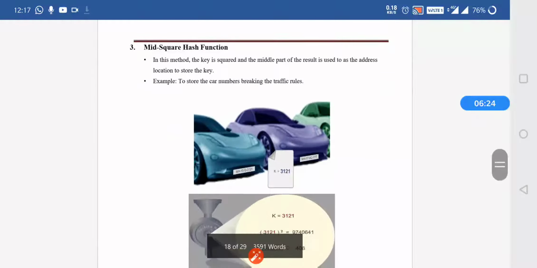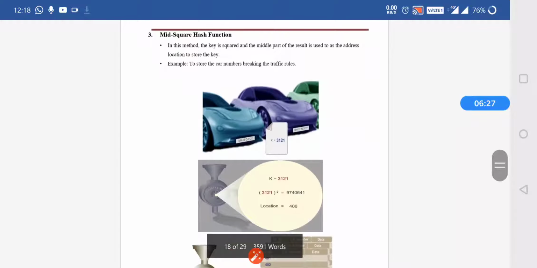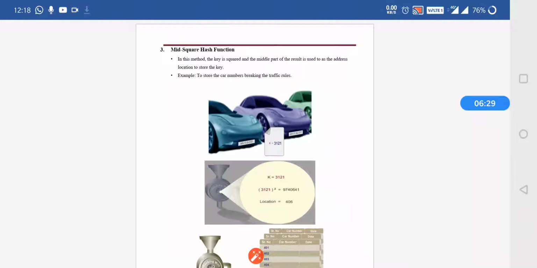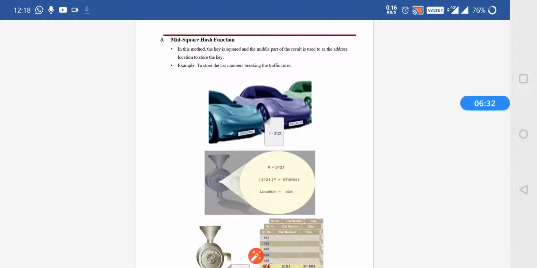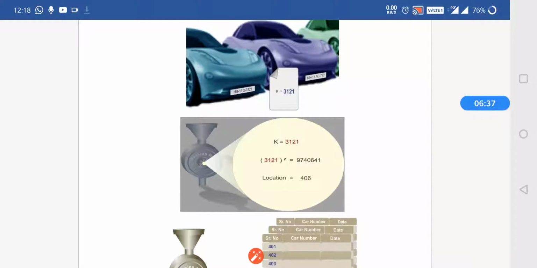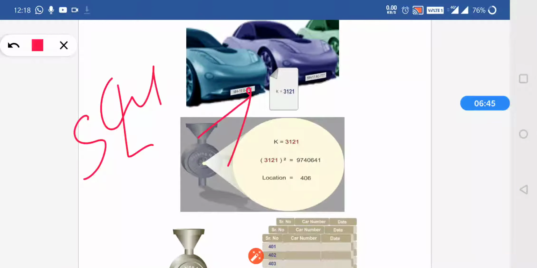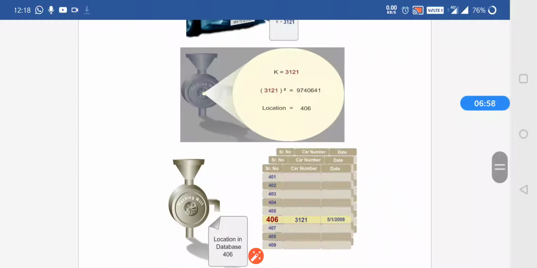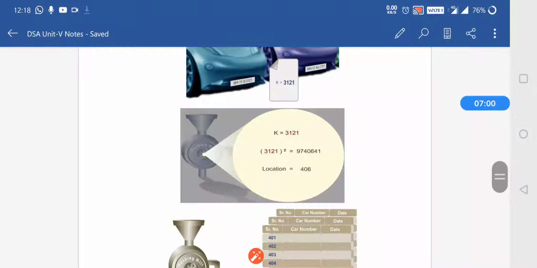Now the third is the mid square hash function. In the mid square hash function, the key is squared and the middle part of the result is used as the address location. Suppose we have the key 3121. So what we will do is square it. The square of 3121 gives us 9740641, and you consider the mid value of this square, which is 406. So at the 406th location we will store this 3121 value.